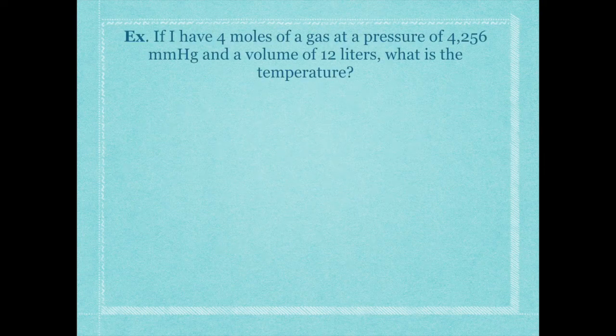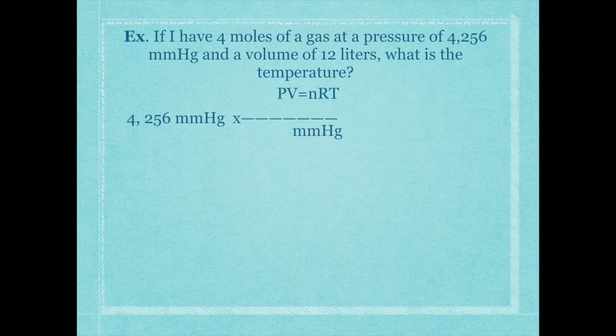It tells me I have 4 moles of a gas at a pressure of 4,256 millimeters of mercury and a volume of 12 liters, and it's asking what is the temperature. So I'm going to use PV equals nRT. My issue is that right now my pressure is in millimeters of mercury, so I need to convert that into atmospheres. I'm going to put millimeters of mercury on bottom and atmospheres up top. For every 1 atmosphere, I have 760 millimeters of mercury.